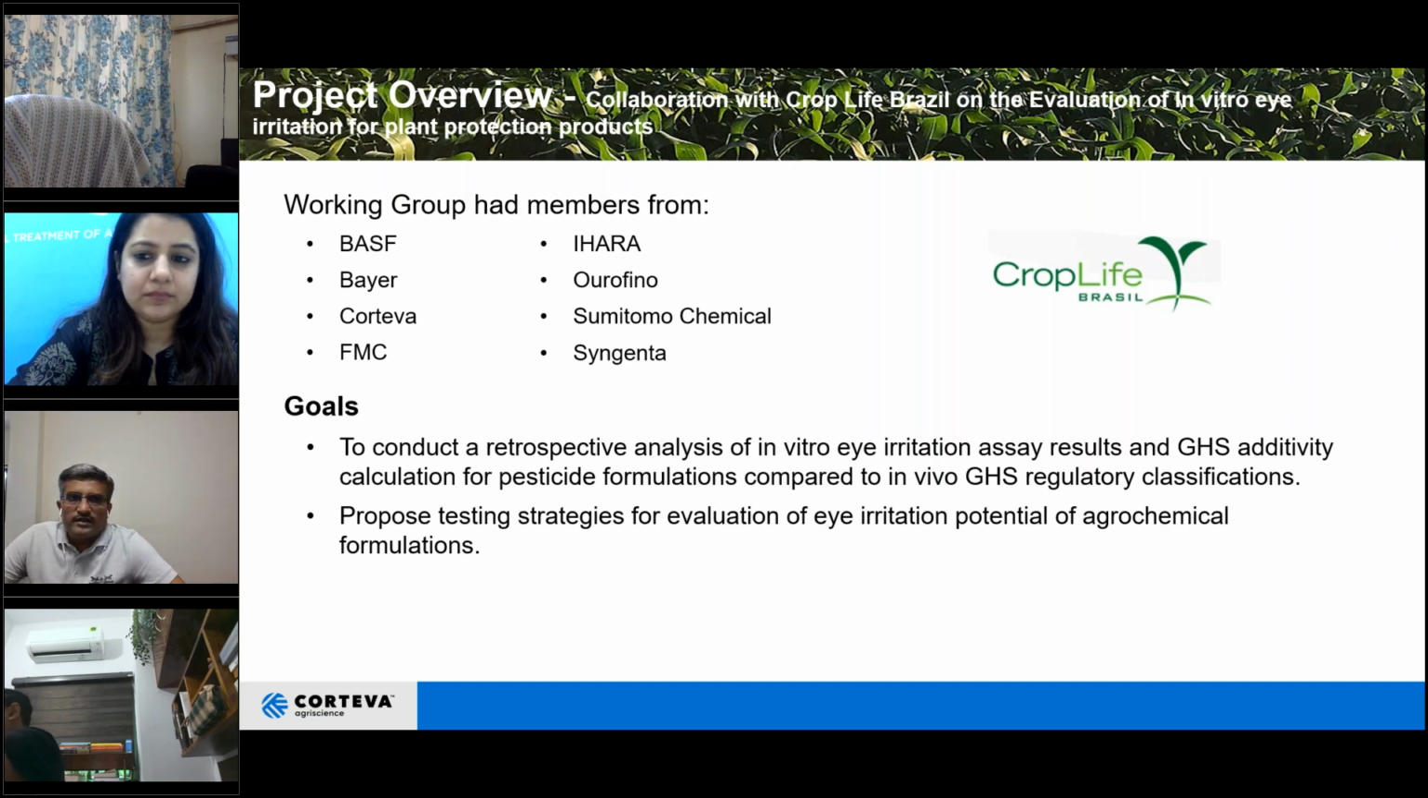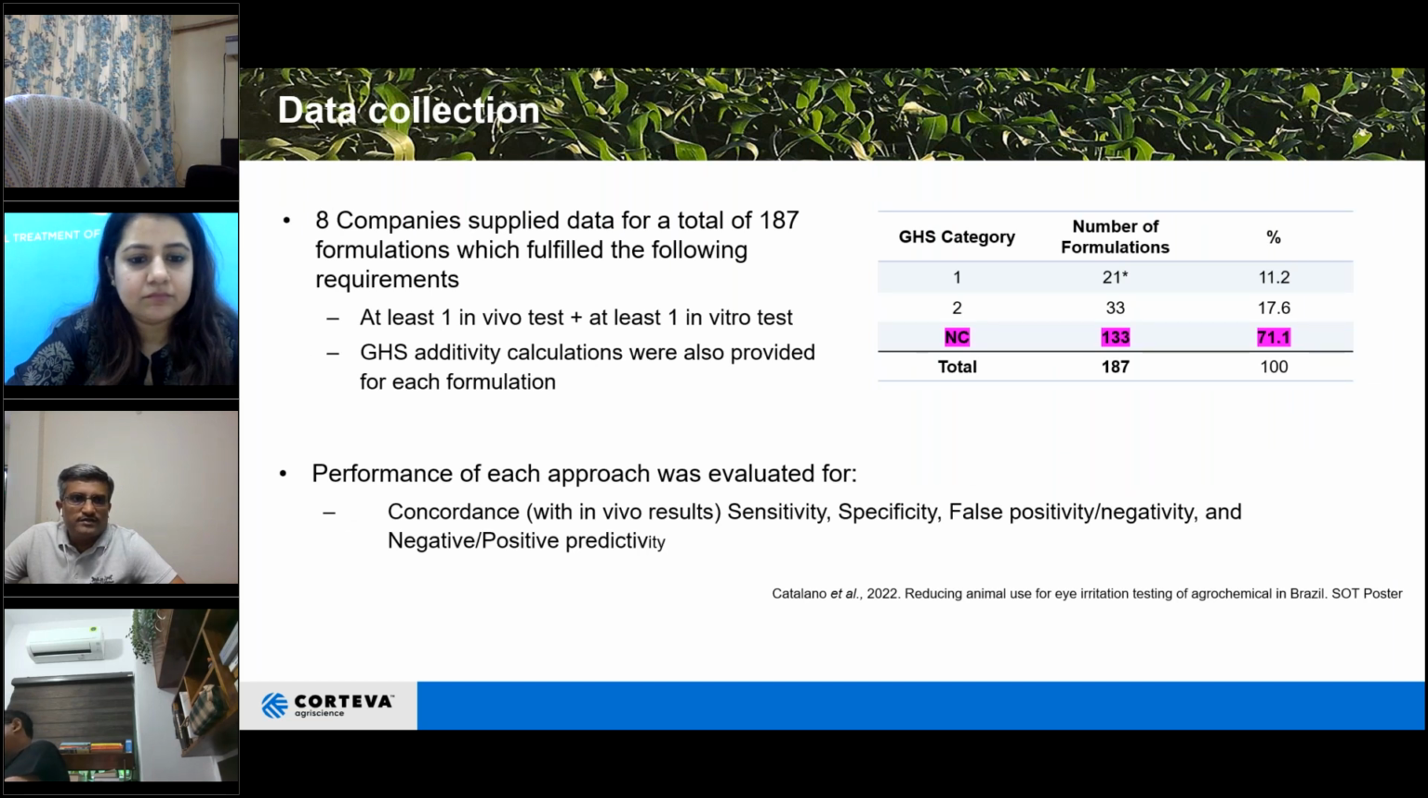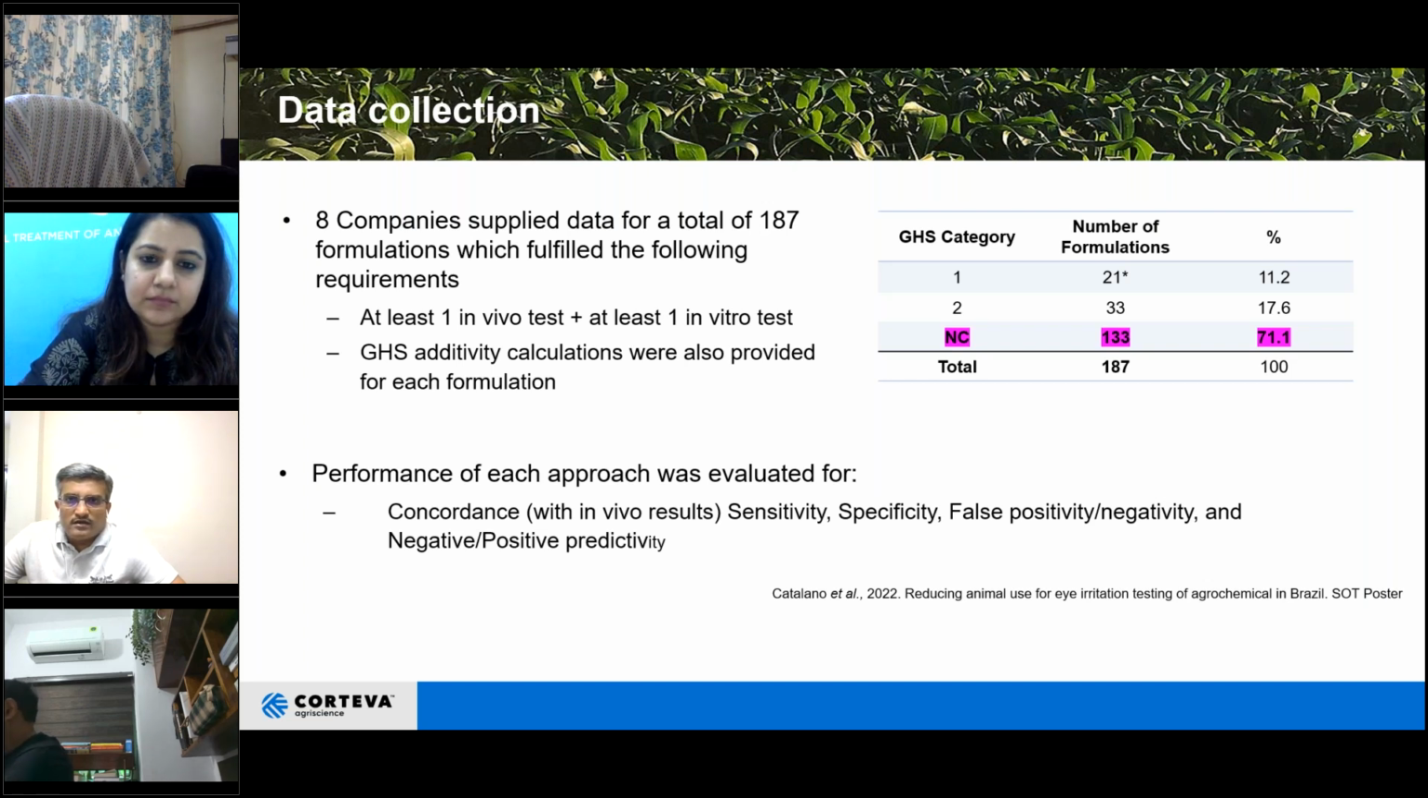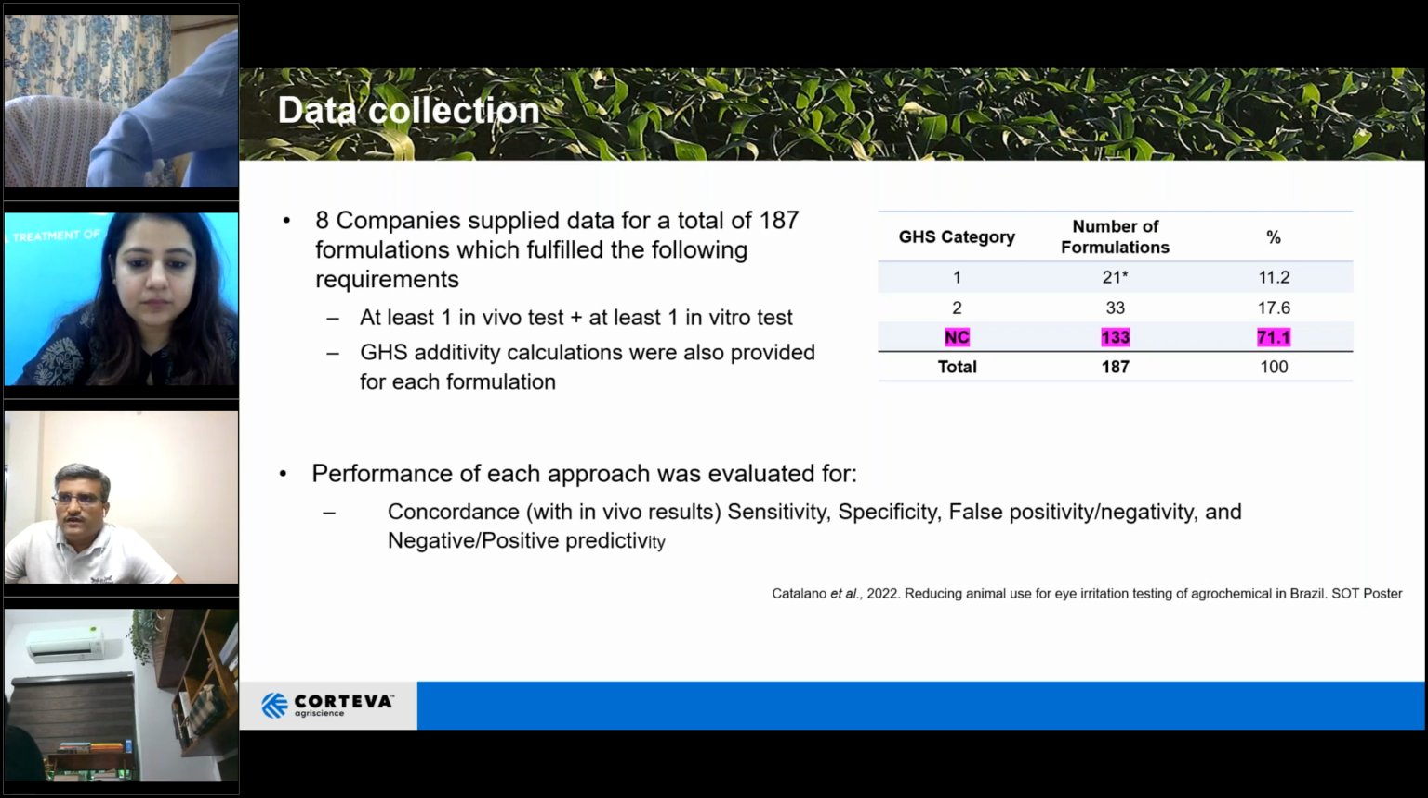For this project, 8 companies provided data for a total of 187 formulations, and that data included at least one in vivo test, one in vitro test result, and GHS additivity calculation. Out of 187 data points, 21 formulations had a GHS category 1, that is 11%. 33 formulations had category 2, and 133 formulations were non-irritants. The performance of each approach was evaluated for concordance, sensitivity, specificity, false positivity or negativity, and negative or positive predictivity.